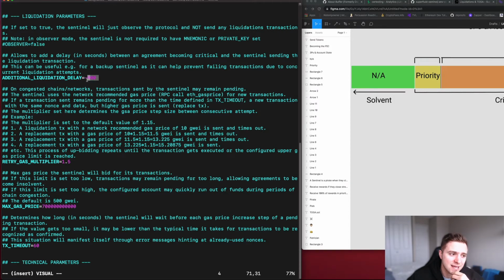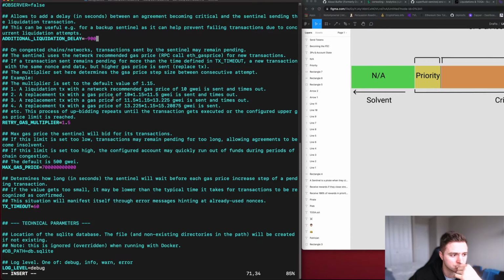By making this negative, you can actually make it so that there's a negative delay. There's a default delay here as is, right? Which is, I believe, a few seconds, right? And if you decide to have it as negative, you can make it so that you're even more on top of things, I suppose.